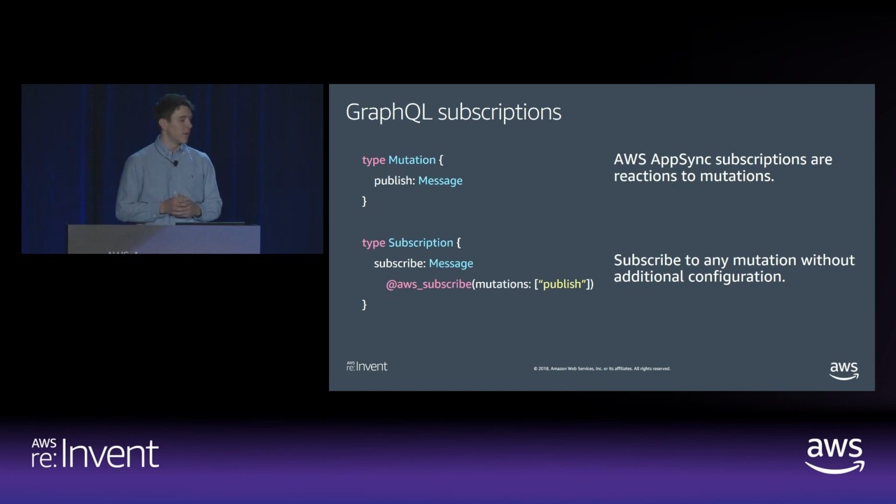So here's a simple example. We've got a publish mutation, and we've got a subscribe subscription. This AWS subscribe directive is built into AppSync because AppSync doubles as a real-time pub/sub broker, and with only this, you'll hook up subscriptions and not have to worry about anything else. We run it over MQTT with WebSockets, so it's resilient, and it's still easy to use.